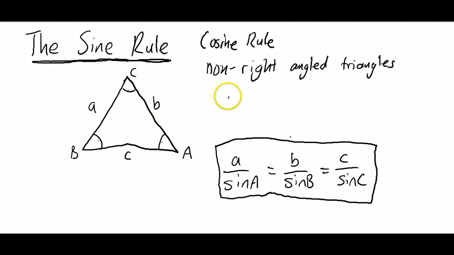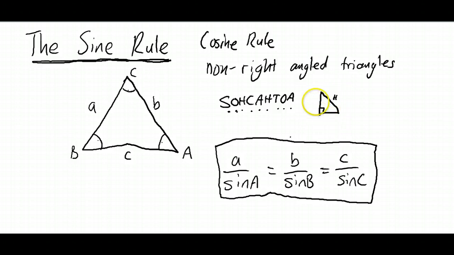So far we've been using SOHCAHTOA, which gives us the three equations: sine of theta equals opposite over hypotenuse, cosine of theta equals adjacent over hypotenuse, tan theta equals opposite over adjacent. Those are great for solving right angled triangles. They're terrific for doing that.